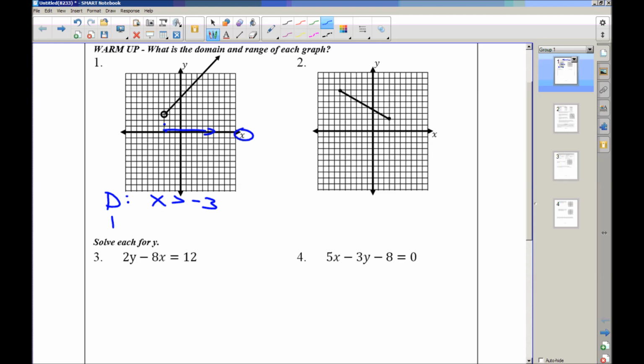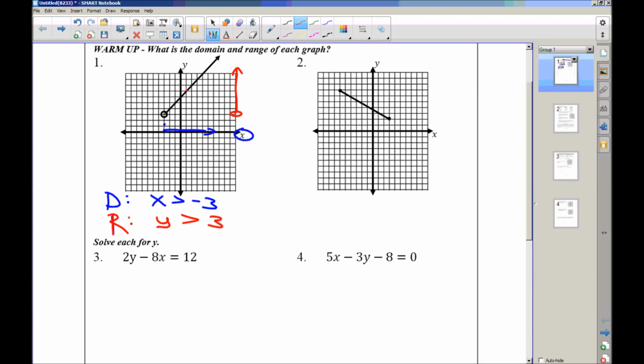Okay, now our range, let's do that in a different color, is our list of all of our outputs, so that's the up and down. So the up and down, this graph starts at +3 and goes up forever. So y is always bigger than +3, so we're going to go this way. All the y coordinates are bigger than +3.